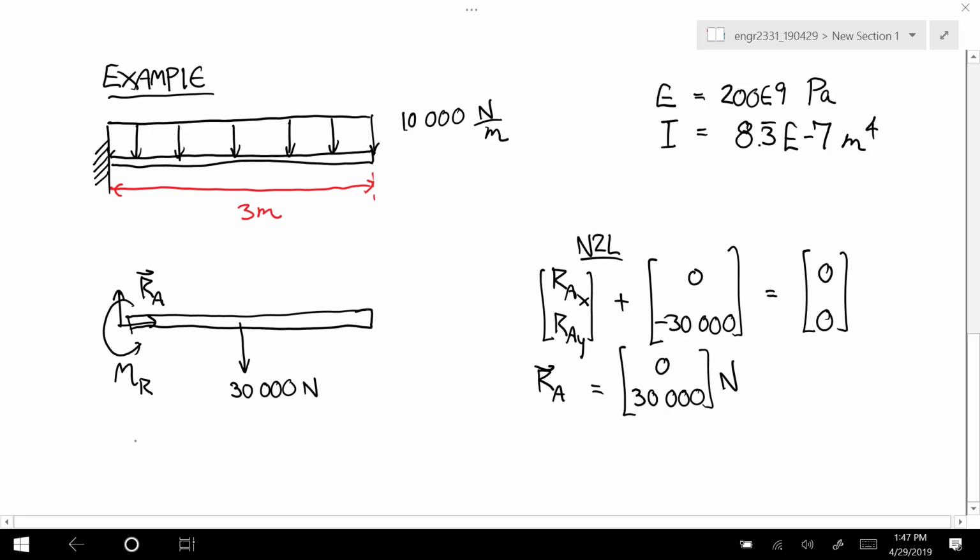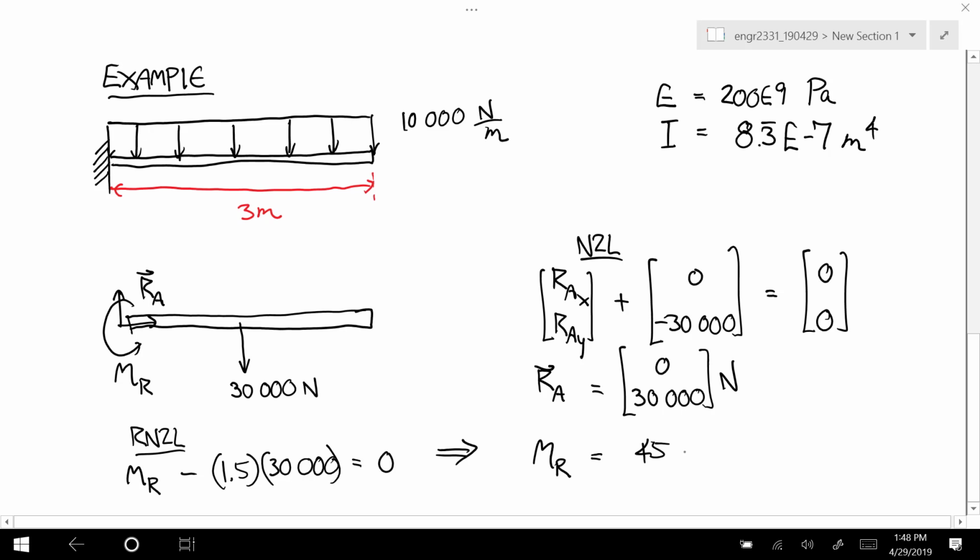And then the moment equation says MR, and then the 30,000 newton force has a moment arm of 1.5 meters. The force is 30,000. And that would produce a clockwise rotation, so that's minus, and that's equal to 0. So MR is equal to 45,000 newton meters.